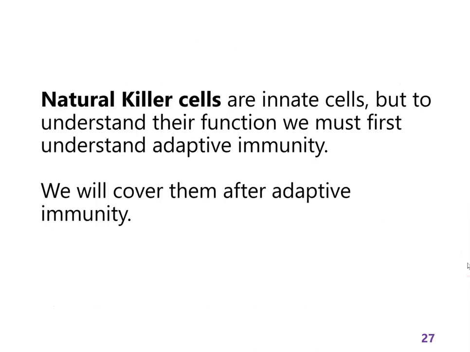Another kind of cell we will probably cover in this class are natural killer cells. These don't do phagocytosis, but they are really important cells for defending us against viruses and cancers. And they are fully innate. But in order to understand how they work, we have to first look at the adaptive immune system, because these interface with the adaptive immune system in very specific ways. And so their functions really depend on actions of the adaptive immune system. So we'll cover them later.